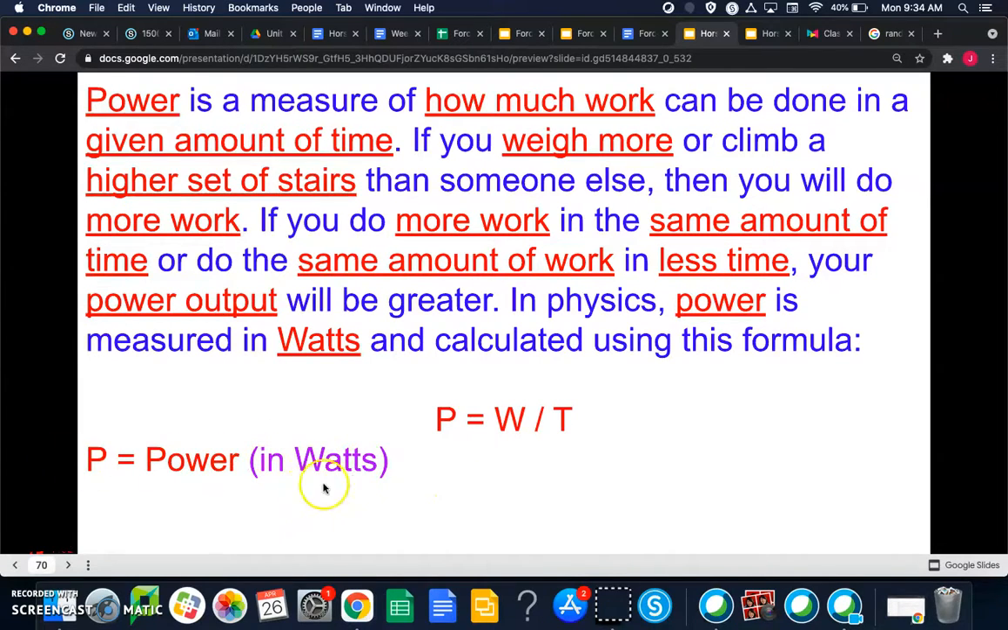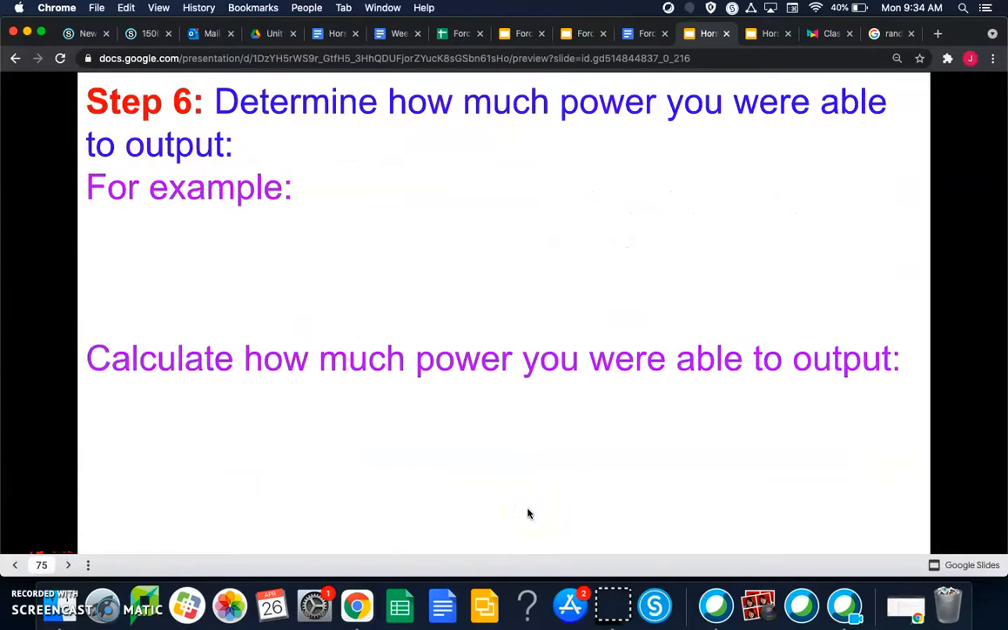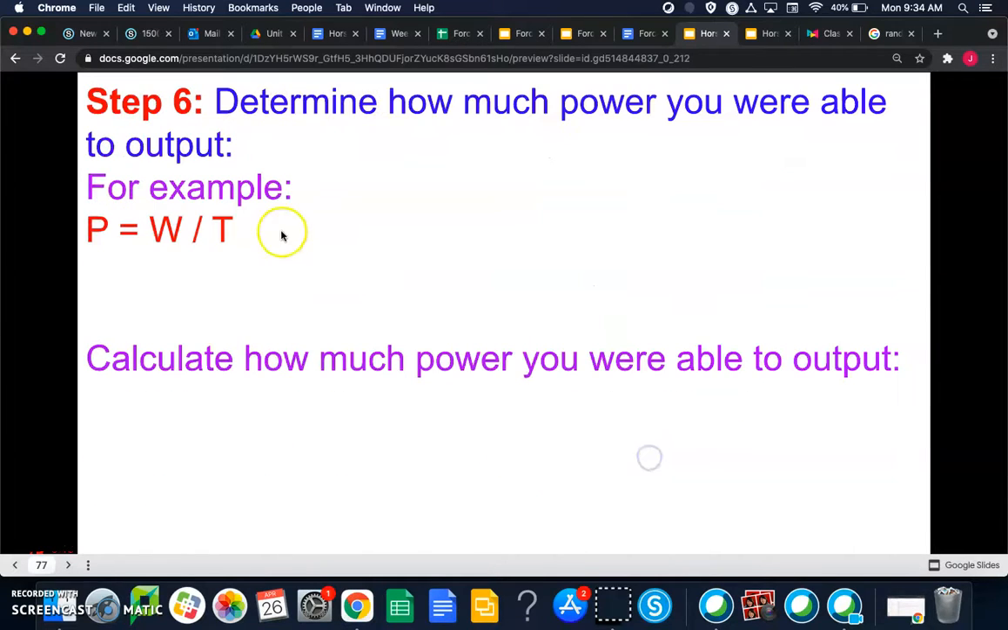So P stands for power, and it's measured in watts. W stands for work, that's measured in joules. T stands for time, that's measured in seconds. Okay, so next step is going to be to determine how much power you were able to output. So for mine, I'm going to use this formula, power equals work divided by time.